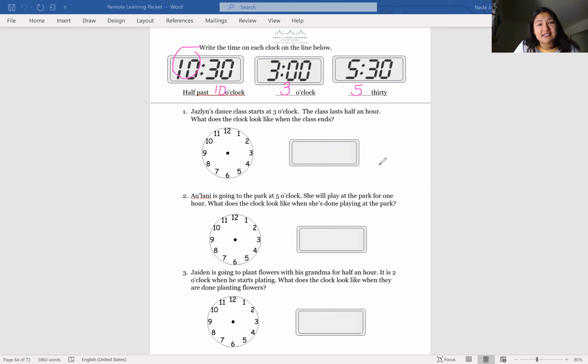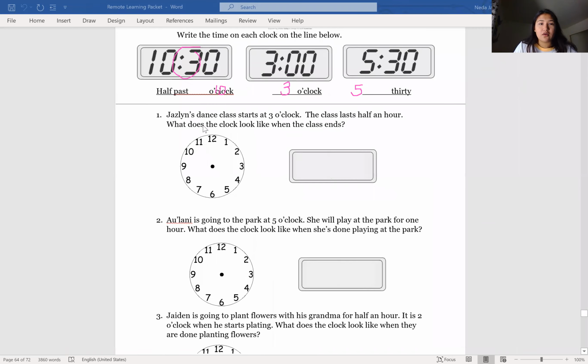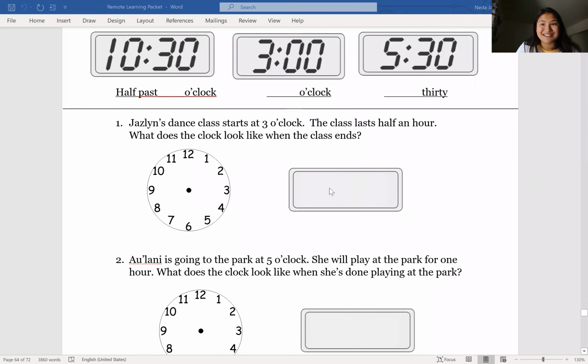Then this is your independent practice, okay? So let's get started. We are looking at number 1. It starts with the word Jaslyn. I'm going to zoom in for you so you can see it extra clear. Get ready. We're reading on 2, 1, 2. Jaslyn's dance class starts at 3 o'clock.